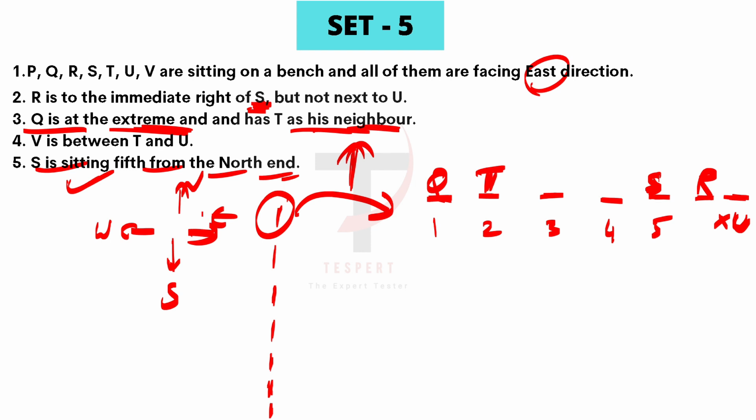Now statement number 4, because T is again here in statement number 4. V is between T and U. So anyway, U shouldn't come here at the extreme end. So U must come here. If U comes here, then only it is possible to place V, because V is in between T and U. So out of the 7 slots, 6 are filled, and who is that last one? So the last guy is P.